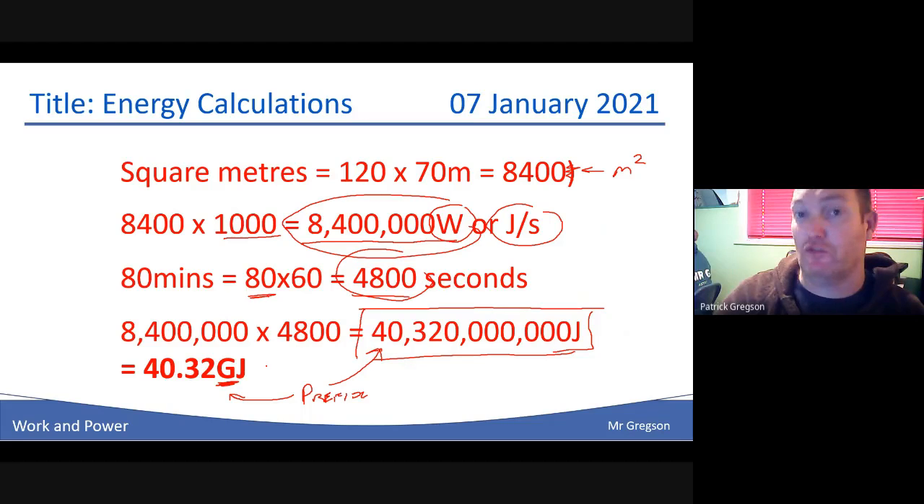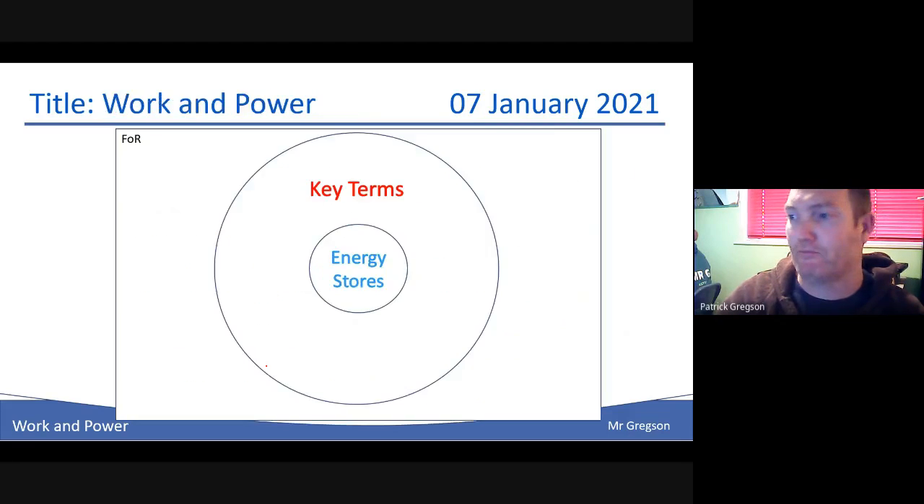I won't throw too many of those at you, but the idea is just to link in why you're learning this. Okay, so one of the things I like to remind people at this stage is we're going to talk a lot about energy stores. So I would suggest you get your pen and paper and you write energy stores, put a circle around it, and we'll put down some of the key ones. So I'll start us off.